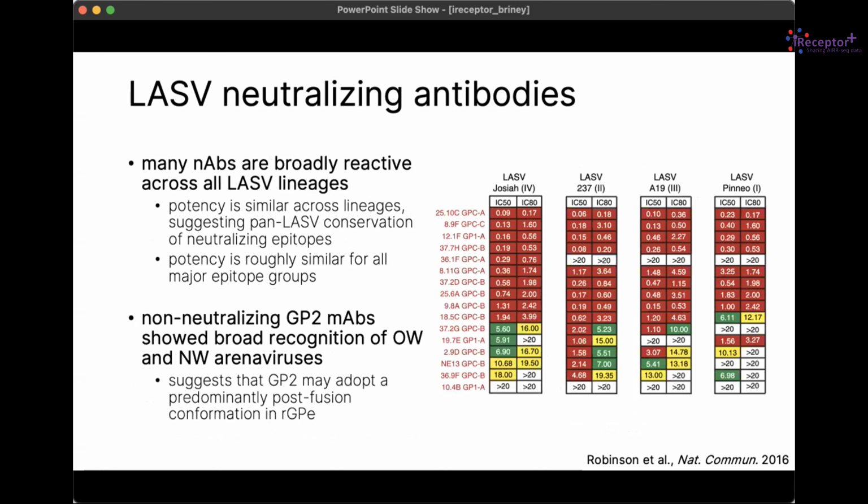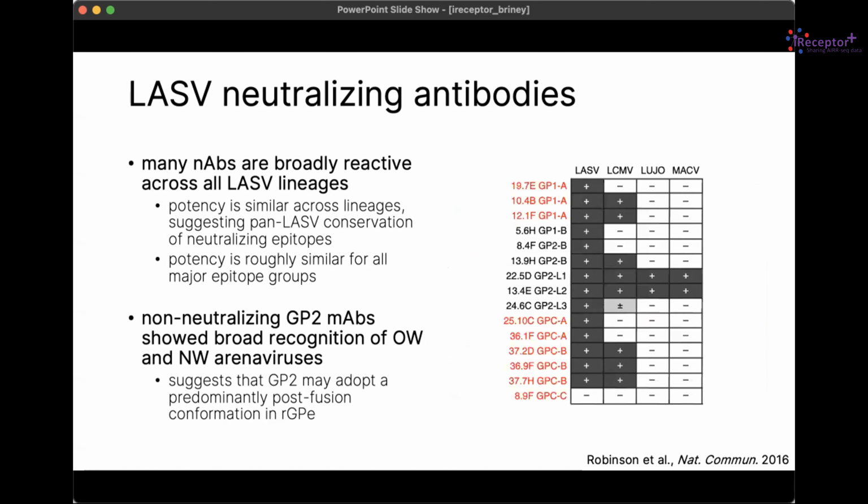So looking at the neutralization of these antibodies, in agreement with what we saw for the serum studies, most antibodies are able to cross-react across Lassa lineages. That's, again, similar to the phenomenon we see in dengue, but I think in this case, even more so, because the drop in neutralization across the lineages is minimal, right?